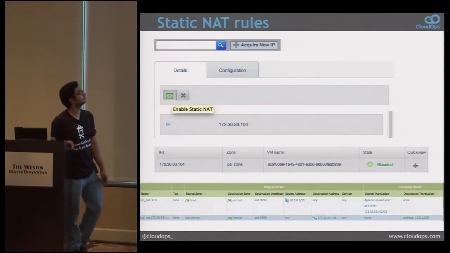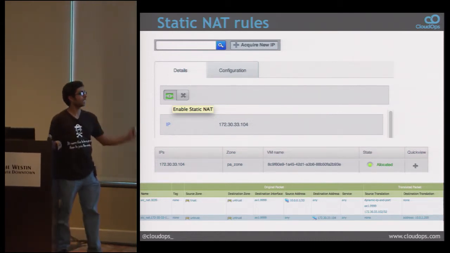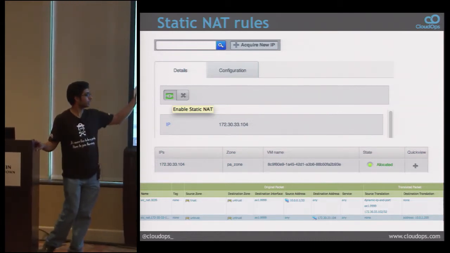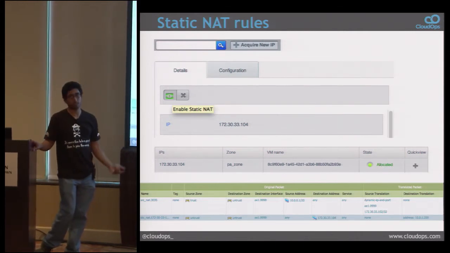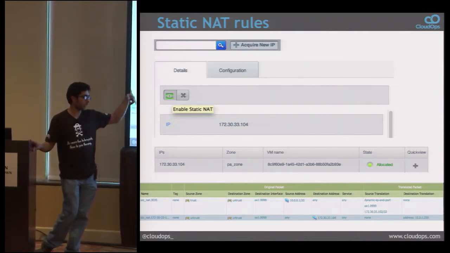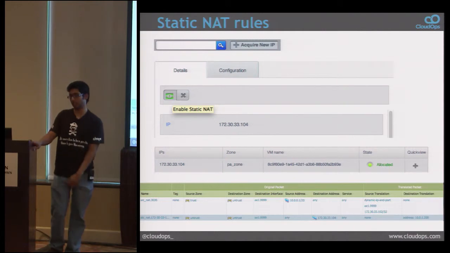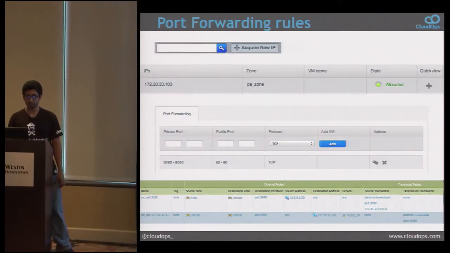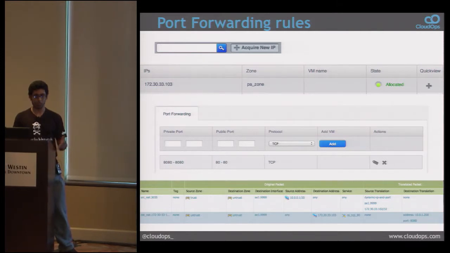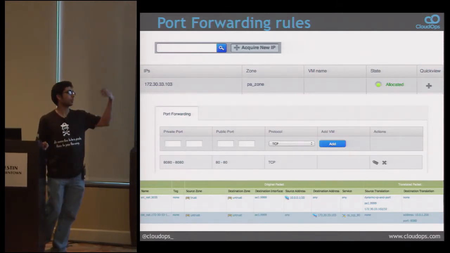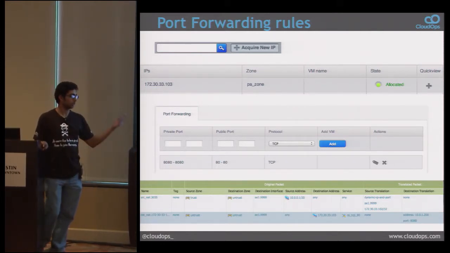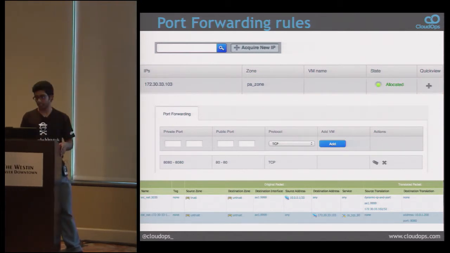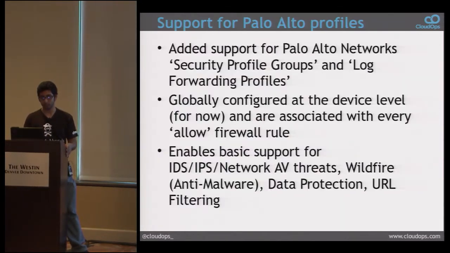Right. So basically, again, NAT, the same thing here. When you create a NAT on the CloudStack UI, you have another NAT created in Palo Alto. Port forwarding, again, similar. Create a port forwarding on the UI, and you will get a port forwarding in the Palo Alto.